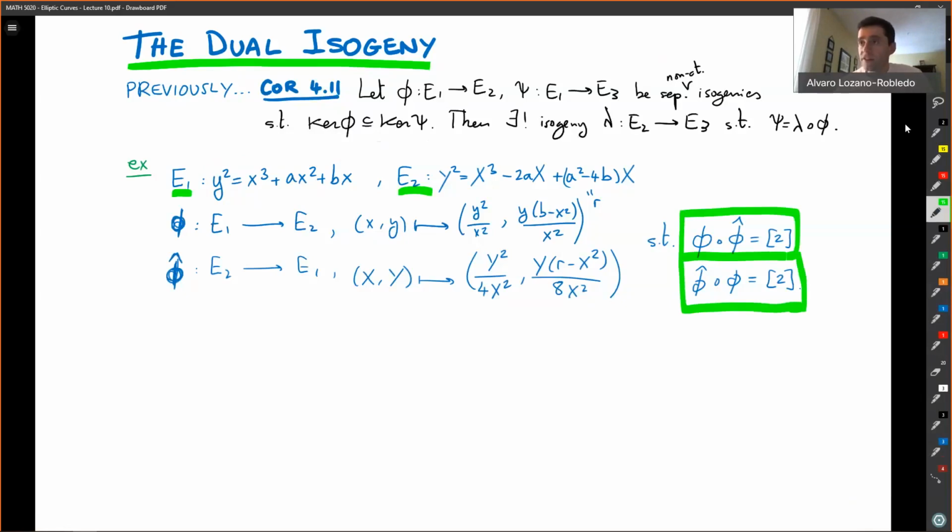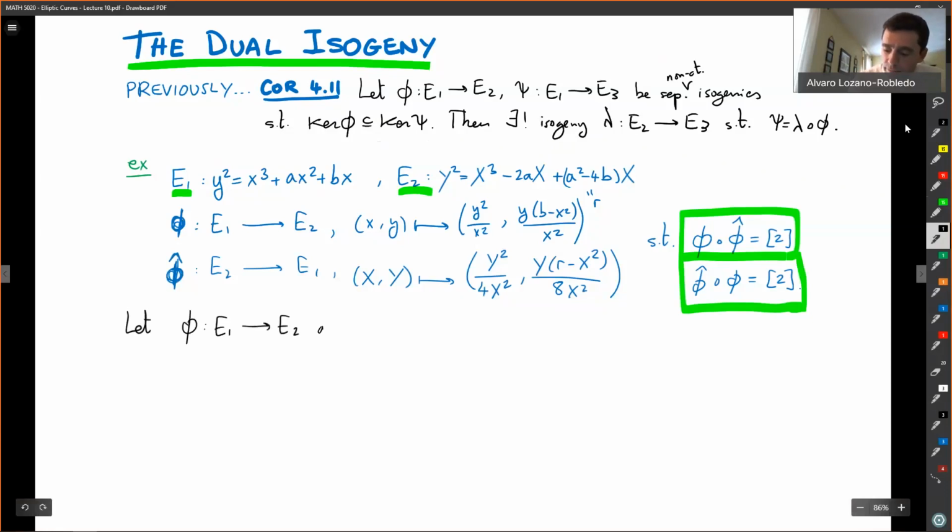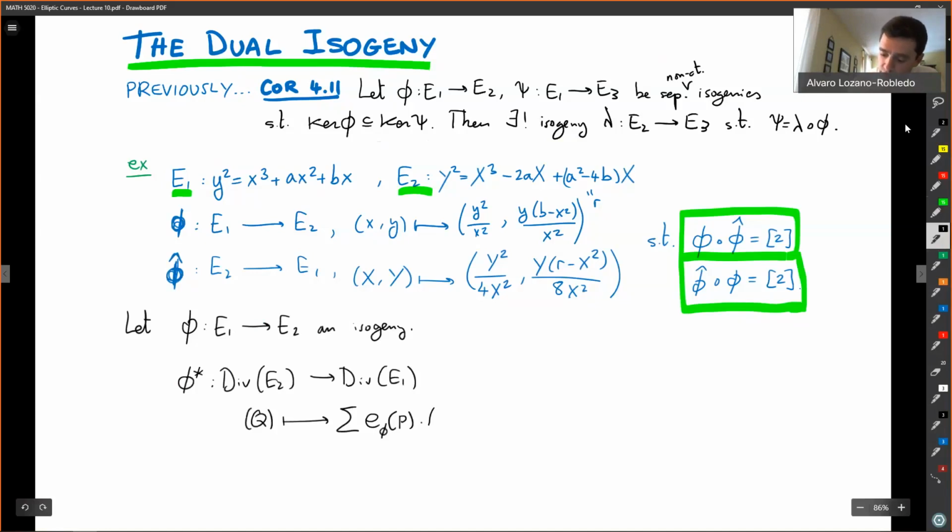Okay, so we're going to build something very similar, but for any isogeny. So let me tell you what that isogeny is going to be. Let phi be an isogeny. Then I want to construct a dual isogeny, so it's going to be going in the other direction. Remember that there is a map phi star on divisors from divisors of E2 to divisors of E1, which sends the divisor supported on Q to the ramification divisor of phi. This is in general true for any map between curves.